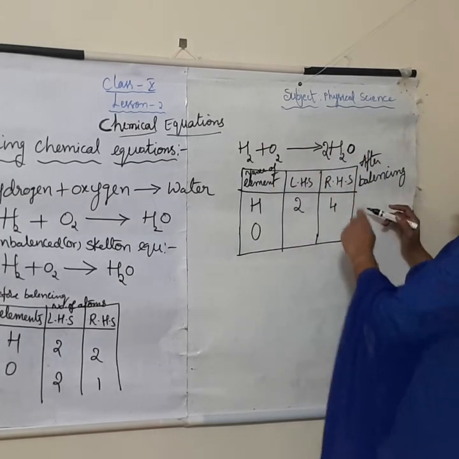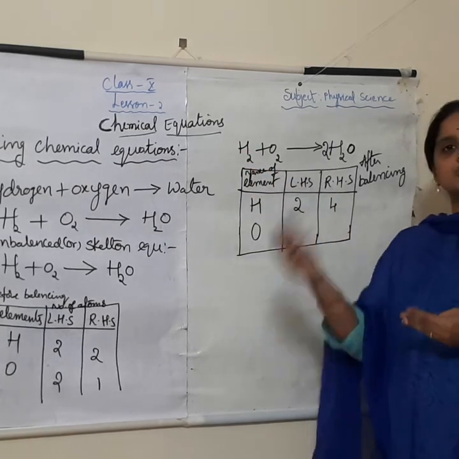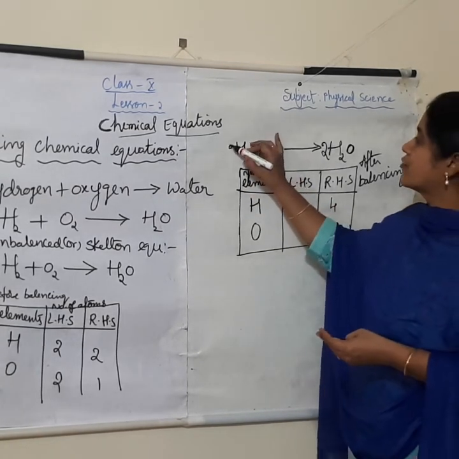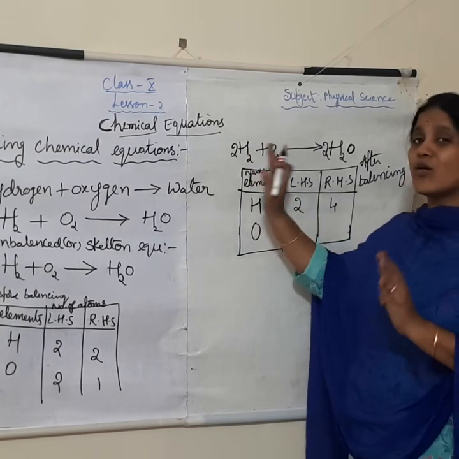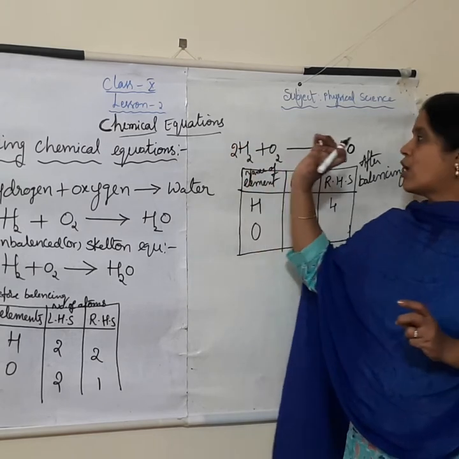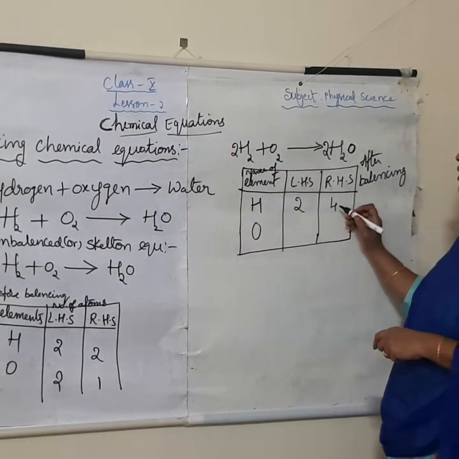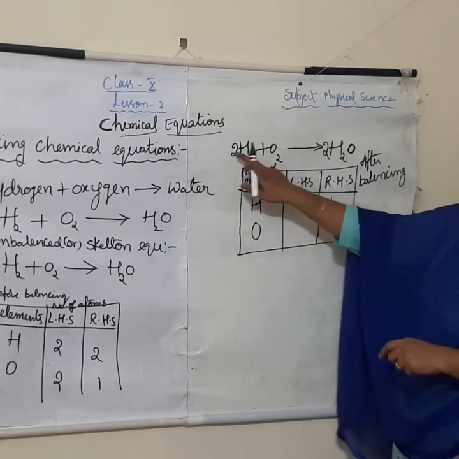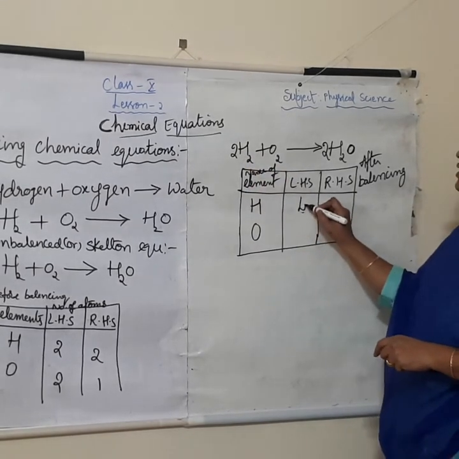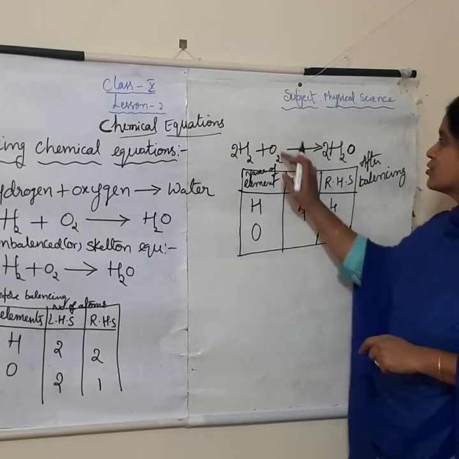So for that, to get 4 hydrogens, we should multiply with the 2. 2 into 2, you will get 4. That 2 you must always write as a coefficient of that particular molecule or compound. Here H2 is a molecule. Now hydrogen here is 2 into 2, 4 on the left hand side, and on the right hand side also 4. Balanced.